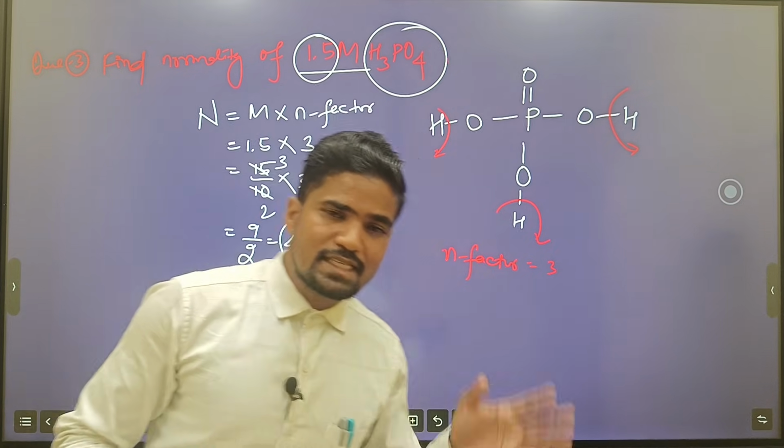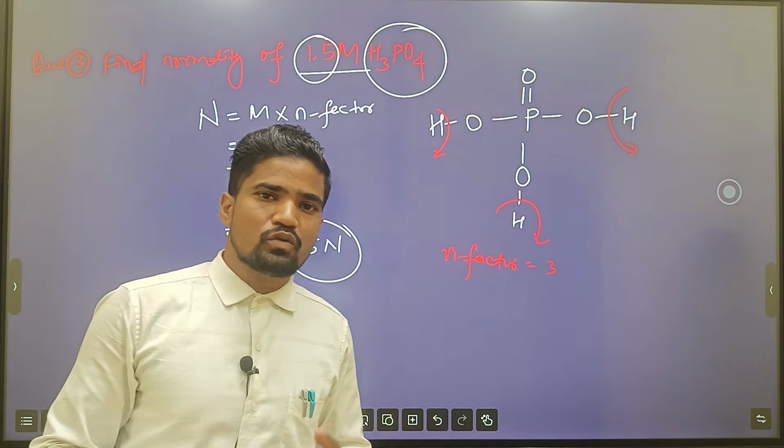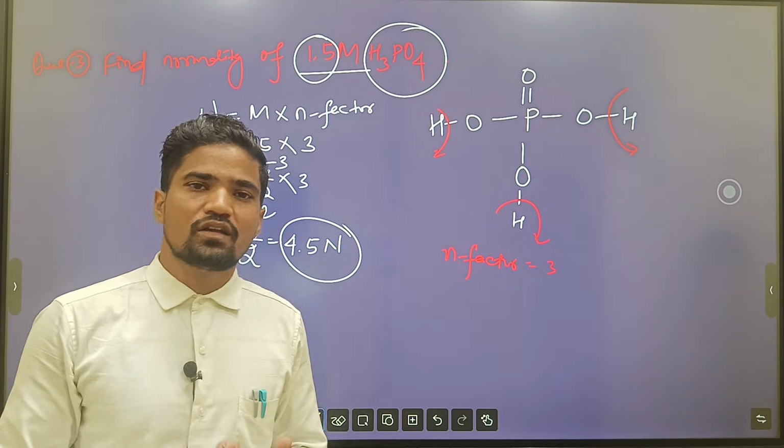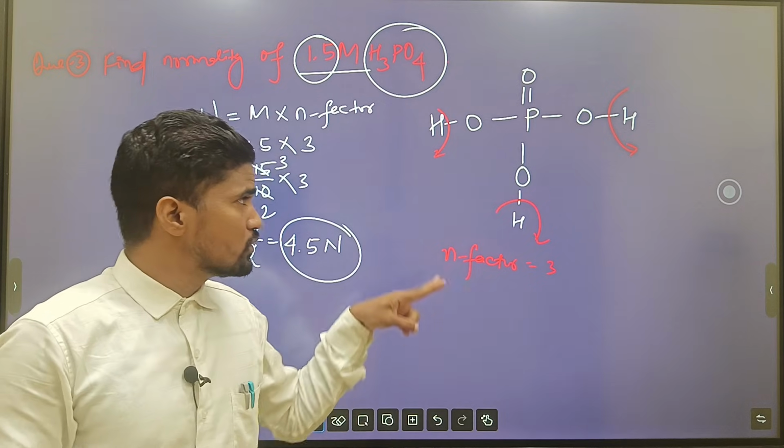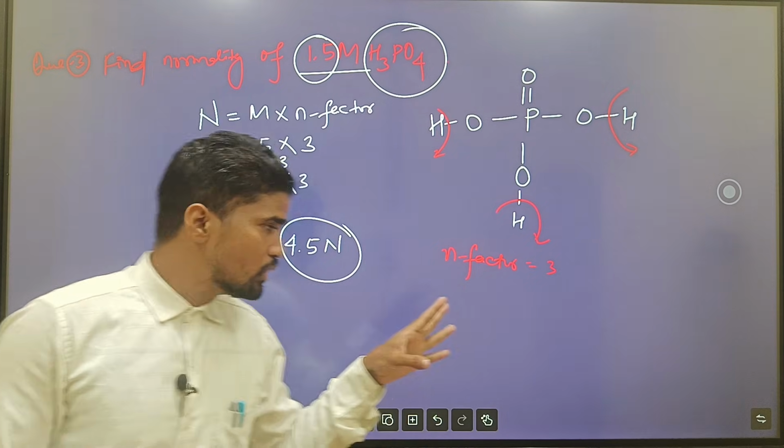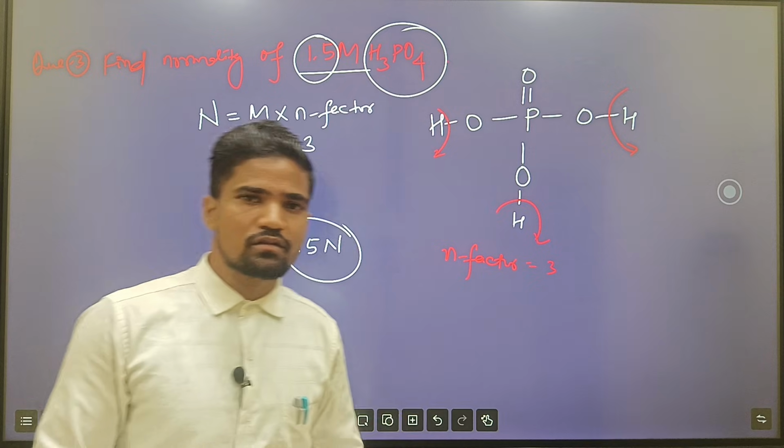So hope this lecture is clear to everyone, how to calculate normality from molarity based on the two different methods: by the general formula and by this trick, molarity and n factor.